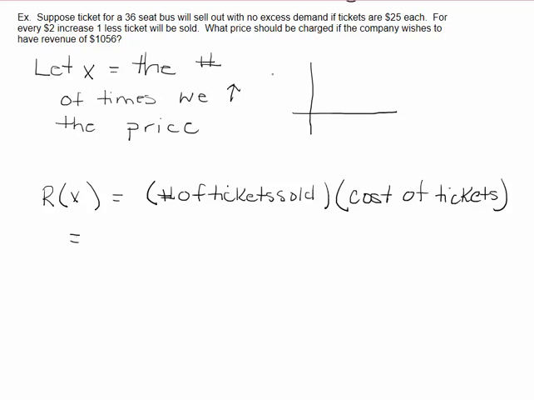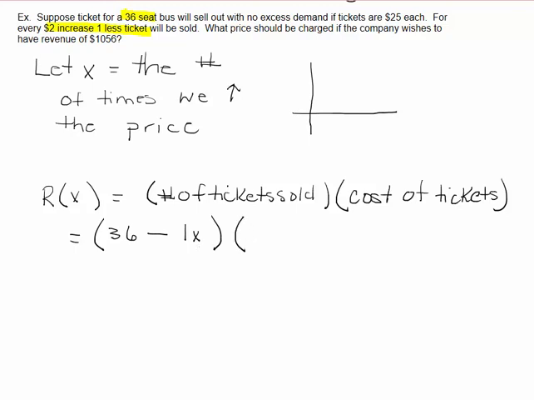So let's just look at the number of tickets sold. Let's see what it tells us here: we start by selling 36 tickets, but every time we increase the price by $2, we're going to sell one less ticket. So as far as number of tickets sold, we're going to have 36 tickets, but we're going to subtract. We're going to lose a ticket sold every time we increase the price. It's going to be one ticket lost for every time we increase the price.